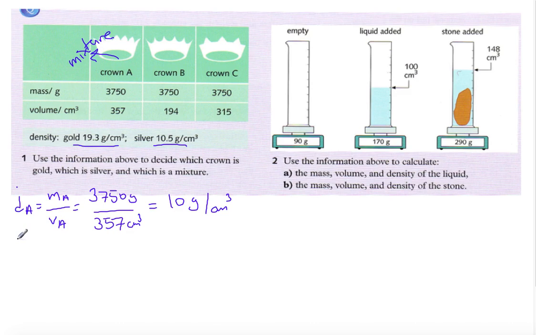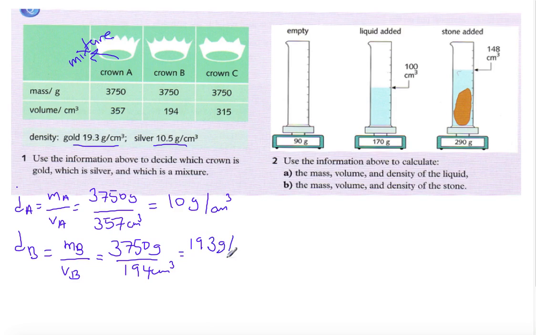Let us look at crown B. Mass of crown B out of volume of crown B, mass is given as 375 gram out of 194 centimeter cube. So the answer comes 19.3 gram out of centimeter cube, so we understand crown B is gold.